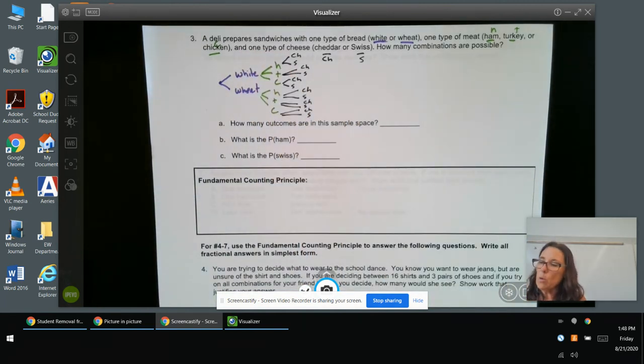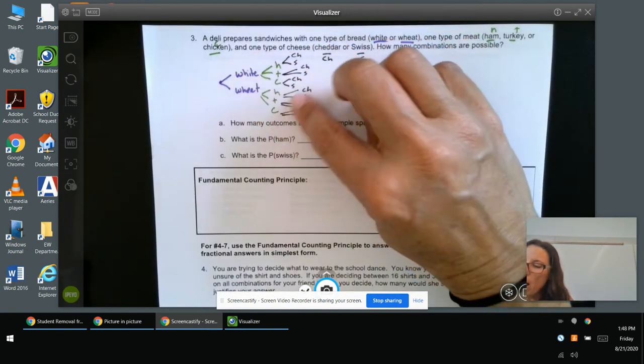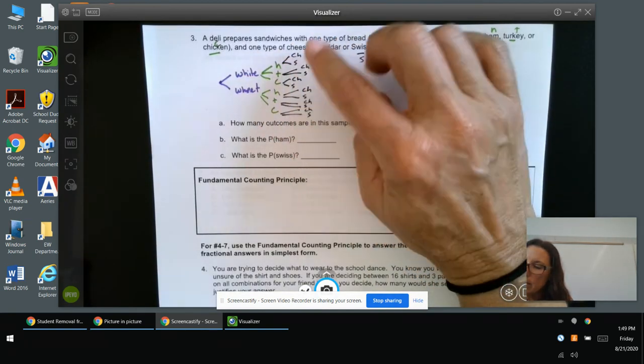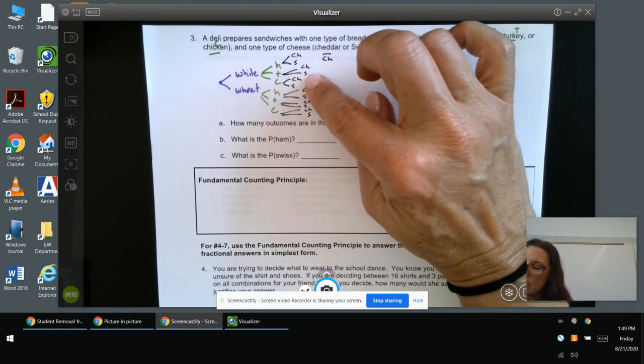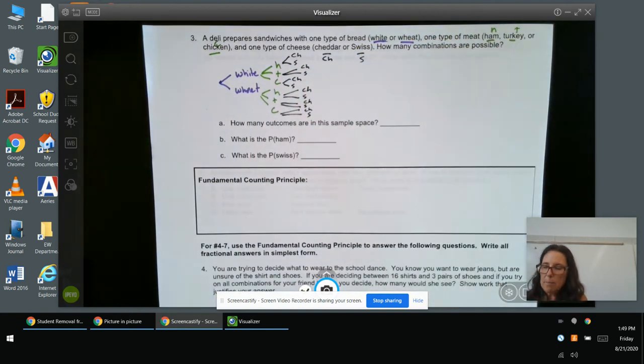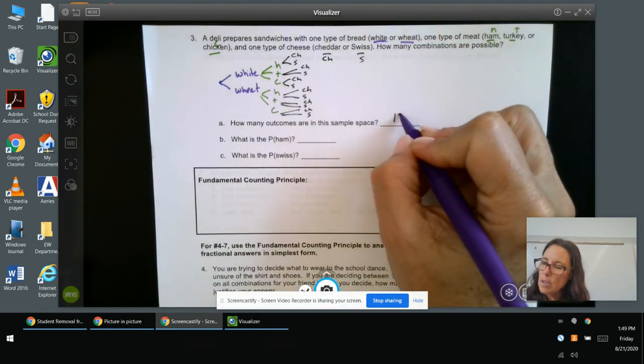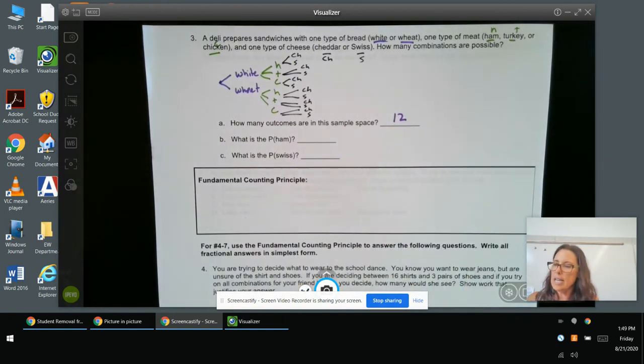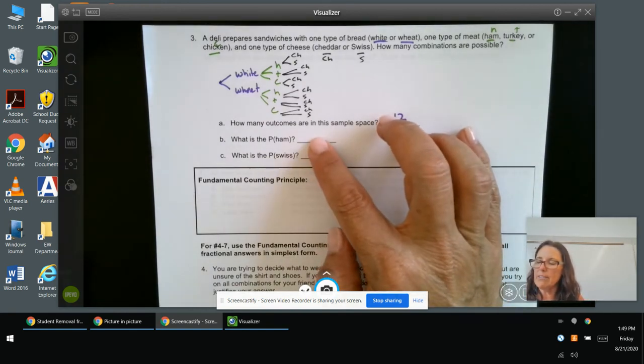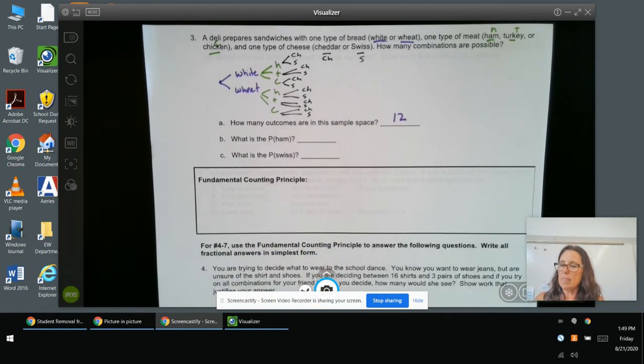So how many outcomes do you count? You don't count them all, you count the end here. 1, 2, 3, 4, 5, 6, 7, 8, 9, 10, 11, 12. I'm counting 12 outcomes. So again, pause and try to find the probability of ham and then the probability of Swiss. Click me back on in a moment and we'll make sure you're all correct.